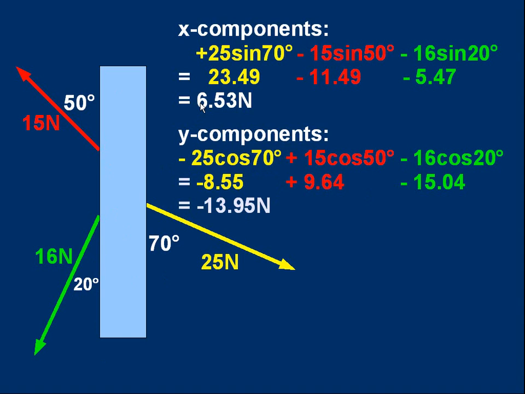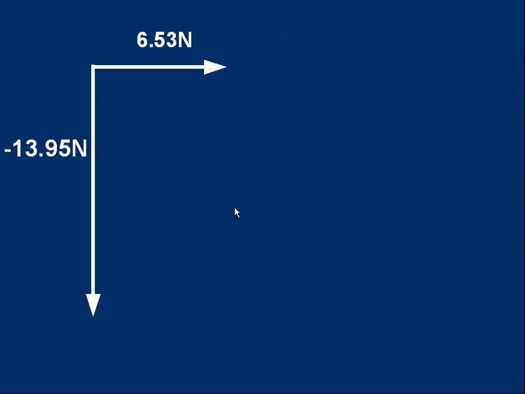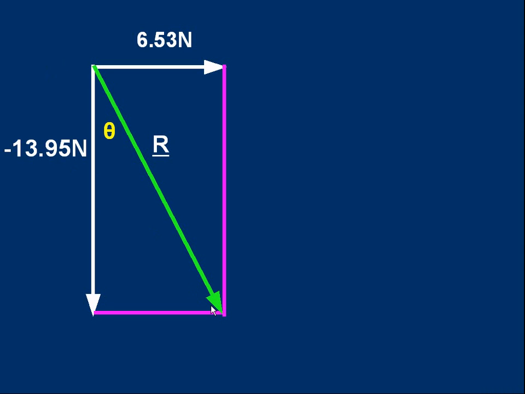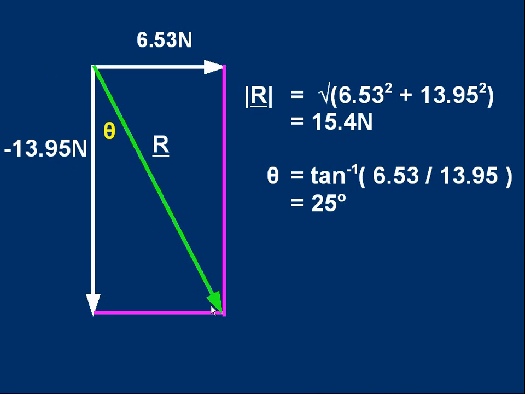So we know the total x components and the total y components. The last bit is fairly straightforward. Our total x components is 6.53 newtons, total y is minus 13.95 newtons. We add those two together by vector addition. The resultant is that diagonal. We can use Pythagoras because the vectors are perpendicular. The magnitude of the resultant is the square root of 6.53 squared plus 13.95 squared. It comes to 15.4 newtons.